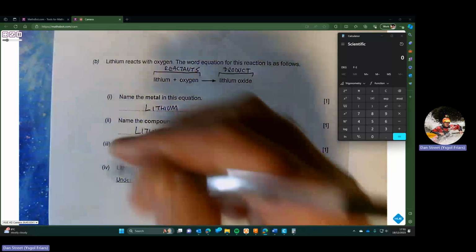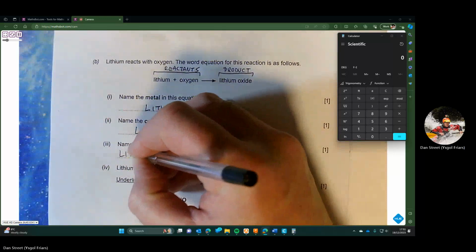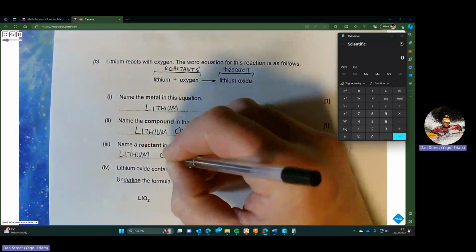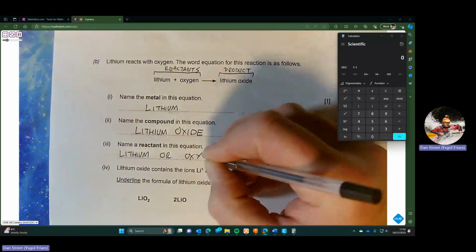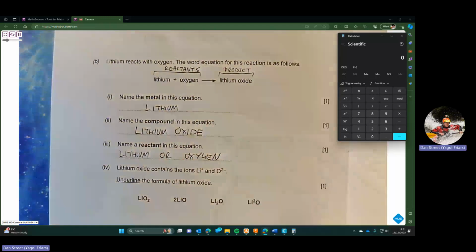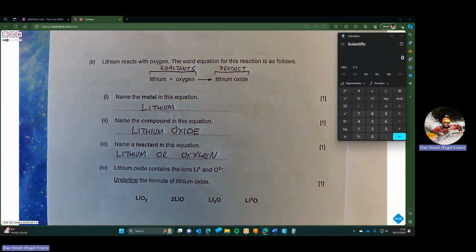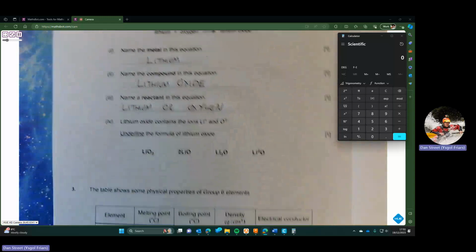So a reactant could be lithium or oxygen. You could have had any one of those two. So 2 out of 3 chance of getting that question right.